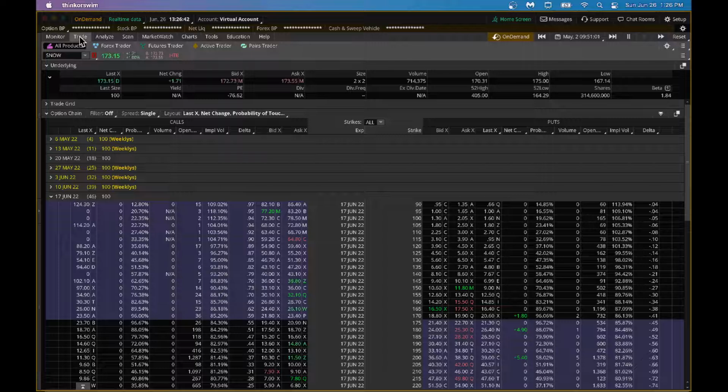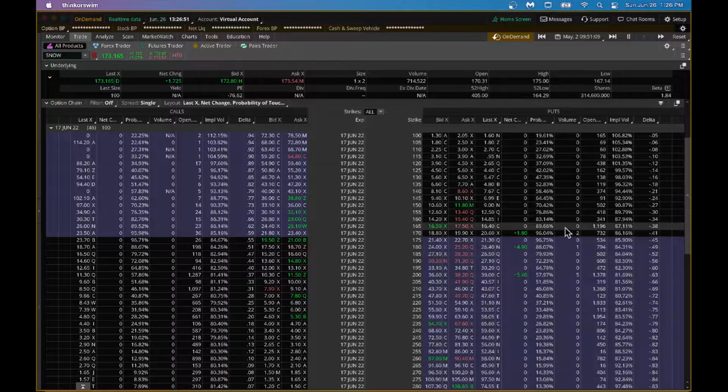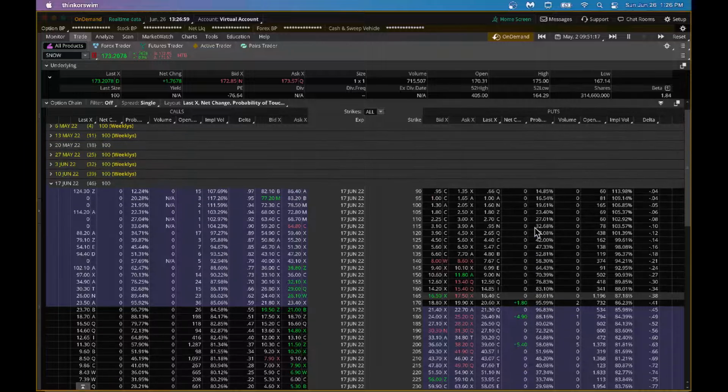I would go to my trade tab here and sell some put options here. Look, as you scan through here, this one has got 165. I'm not too comfortable because look, probability of touch is 89. I would go further down here, and look, probability of touch here is 37. I would go around 20, 27 or 32 is also good here.